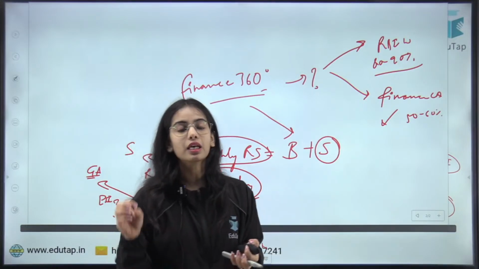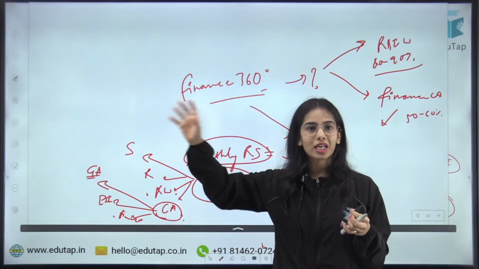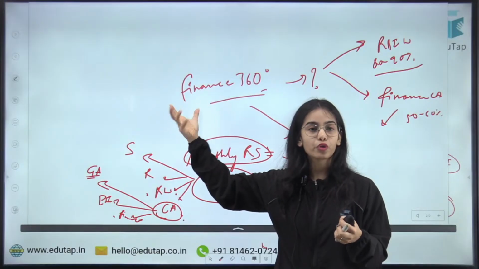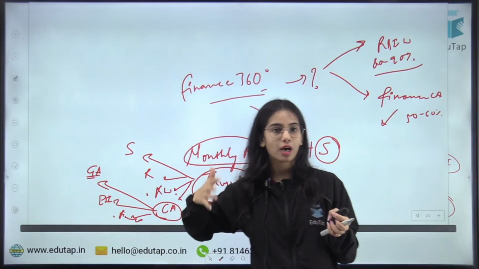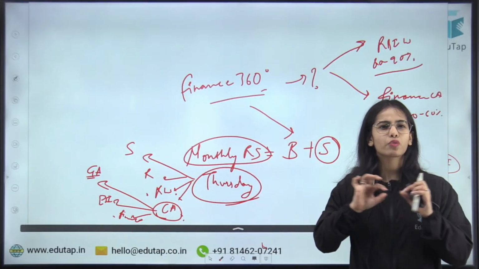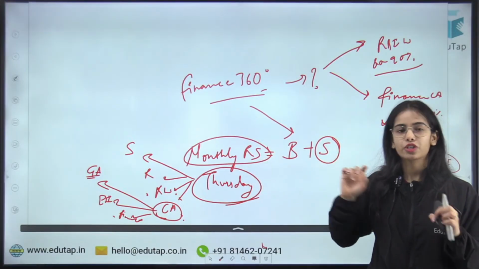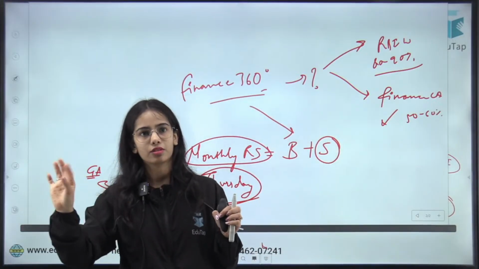So Finance 360 is important to understand the most relevant, most important topics, and to understand the topics from the descriptive point of view also, what points you can write if a descriptive question comes. But the very small topics, one-liner questions or one-liner topics, are usually covered in the monthly revision session. One-liners like you have seen in the case of the standing liquidity facility, just that. Okay.